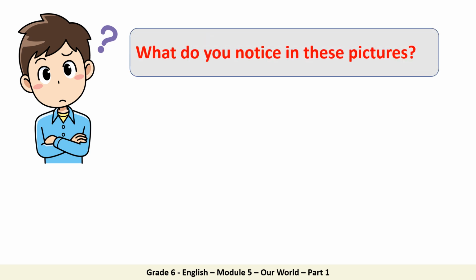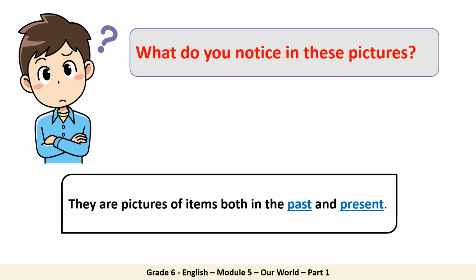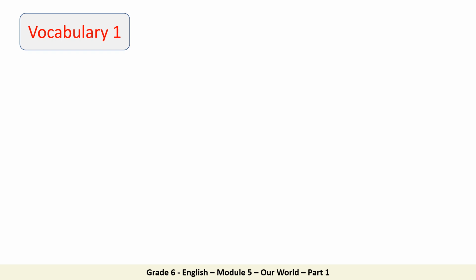So, what do you notice so far throughout all the pictures that we saw? That's right, they are all pictures of items both in the past and the present. So, now we have a bit of a clue about what we're going to study throughout this lesson. Pretty interesting, right? I agree. Since we're learning about the present and the past, let's look at our words which will be about items in the present or the past.